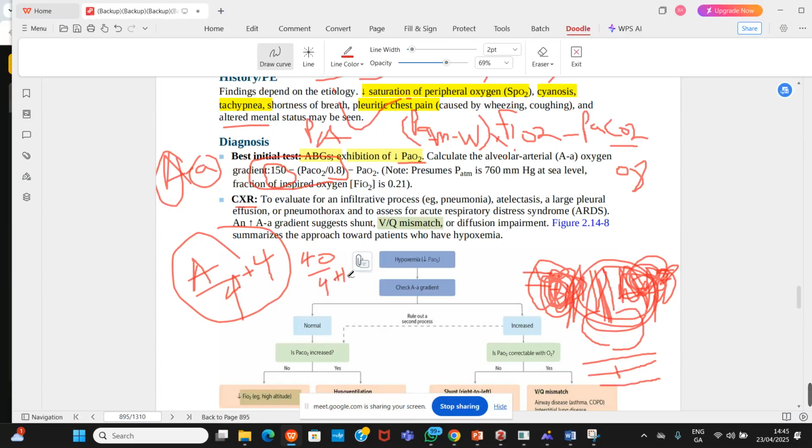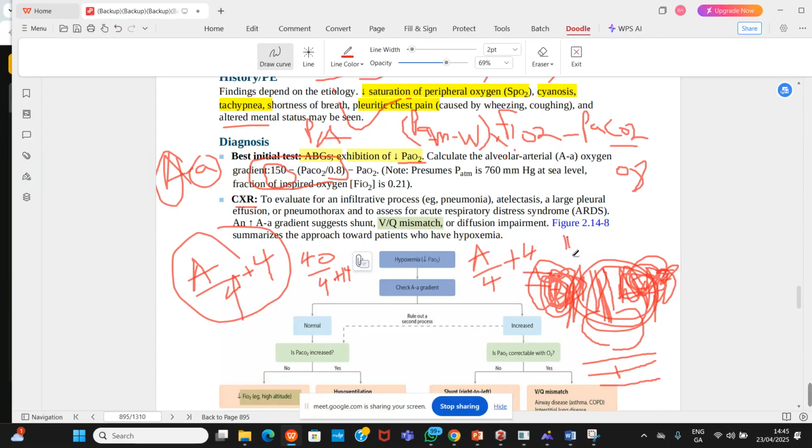We cannot use an age more than 40. So if somebody is 60 years, we are still going to use the value for 40. It is 40 that we are still going to put in for the age. So the normal A-a gradient for somebody is their age over 4 plus 4. So somebody that is 50 years, we cannot go beyond 40. So it's still 40 that we put in here. But if somebody is 30, we'll put in 30. So 30 over 4, or let's say 28. Somebody is 28 years. So 28 over 4, that's 7 plus 4, that is 11.